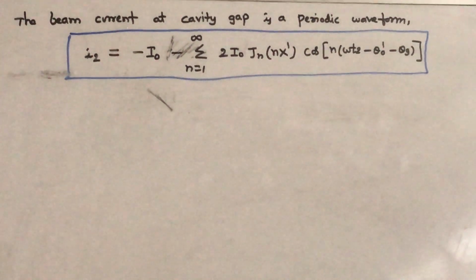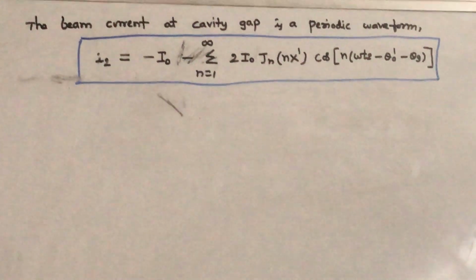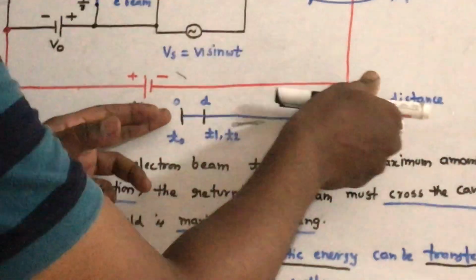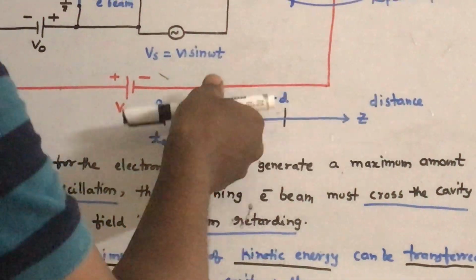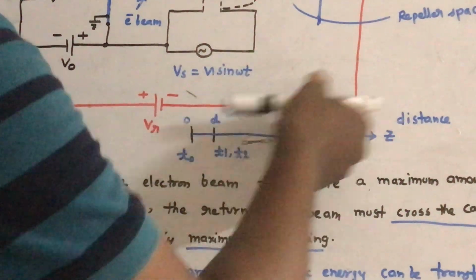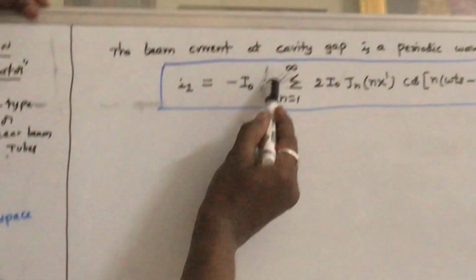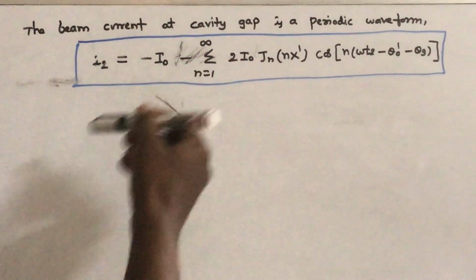Why are we using this negative sign here? The negative sign is here because the current is traveling in the negative z direction. So that's why we have used the minus sign in this expression. Remember, this negative sign is because the current is flowing in the negative z direction.